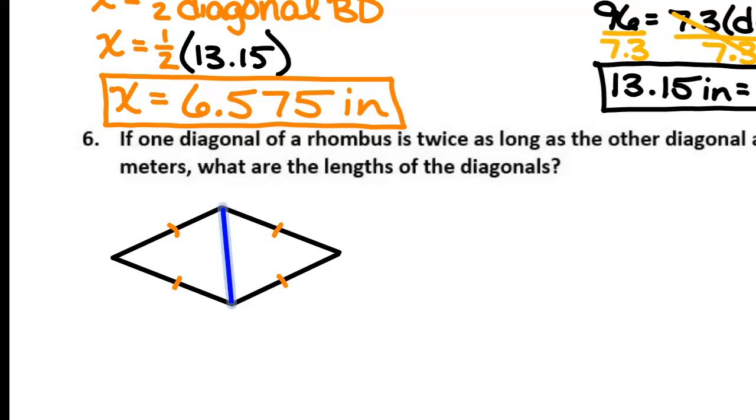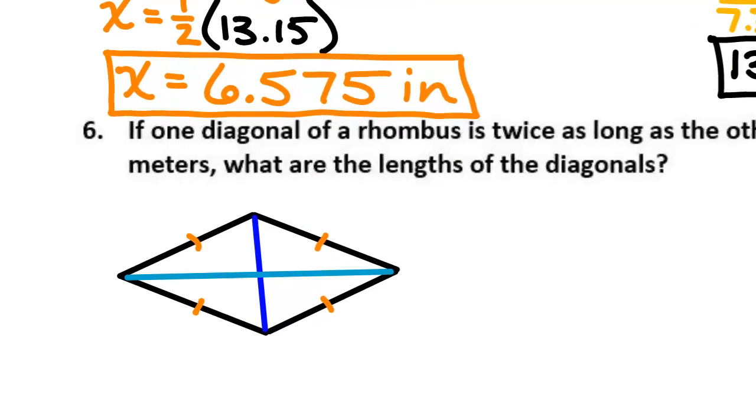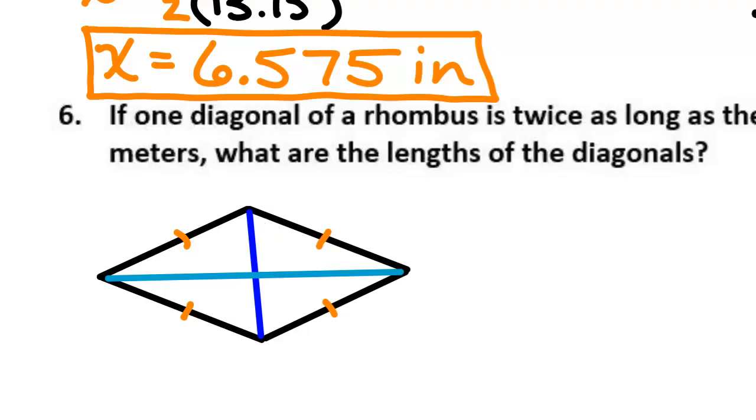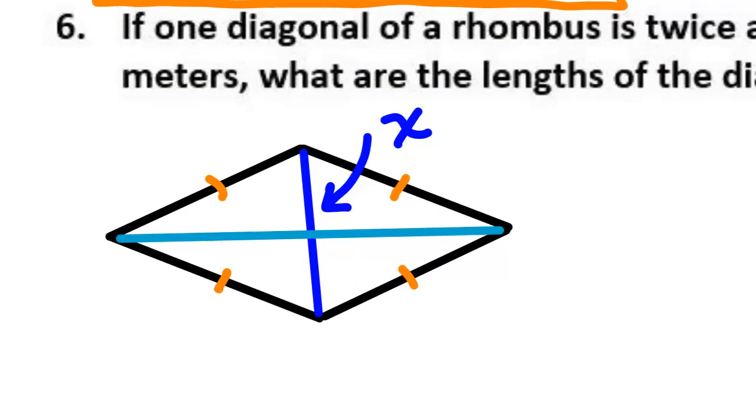Here's one of my diagonals. And here's the other diagonal. One of my diagonals is twice as long as the other. So this diagonal right here, I'm going to say that that's x units big. If that's x, and the other diagonal is twice as big, then how big would this diagonal be? 2x.